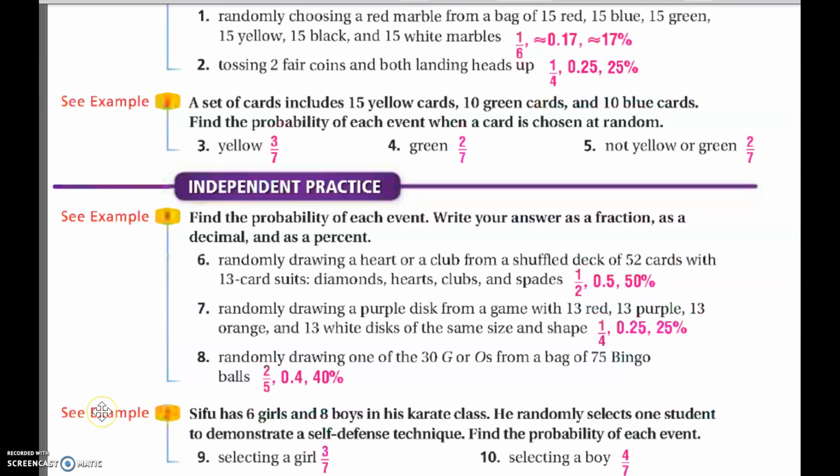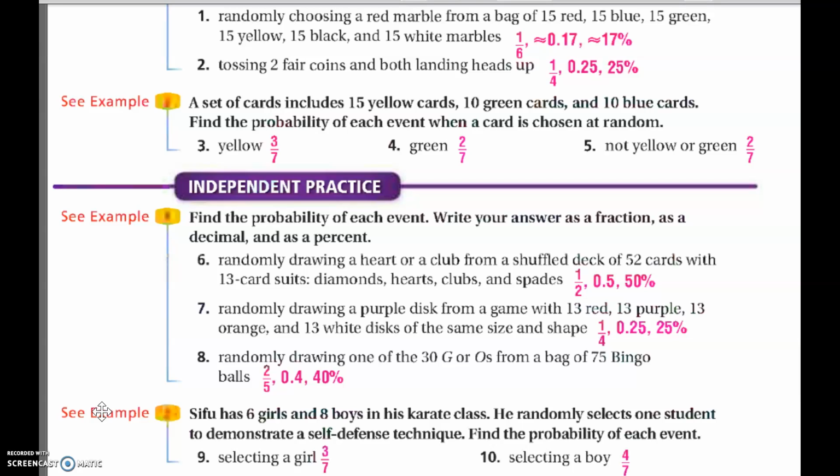Alright guys, we are going to do lesson 11.5 on making predictions. So if you want to print off the printed notes, you should do that now and make sure you have a calculator, a pencil, and something to write your notes on.